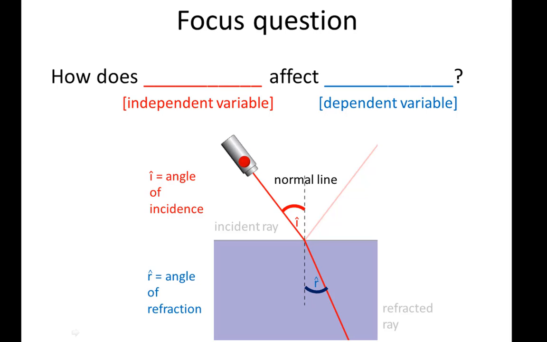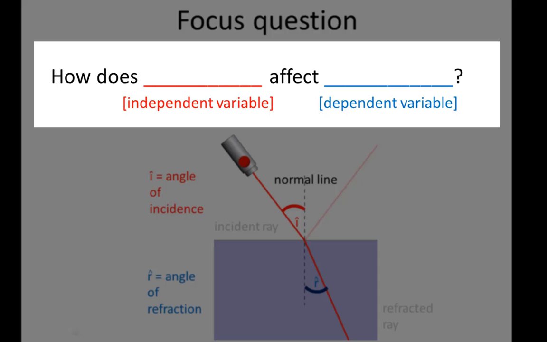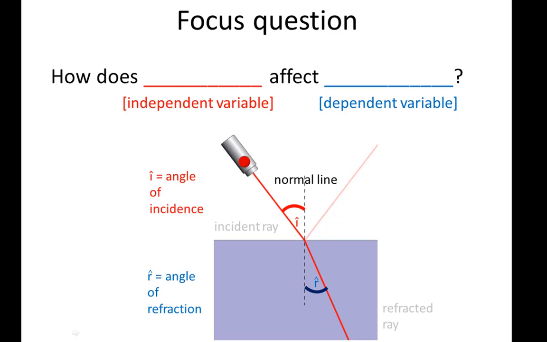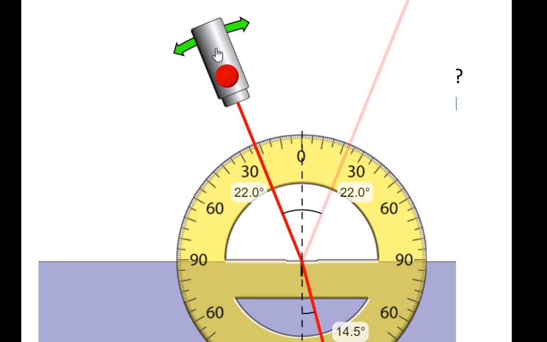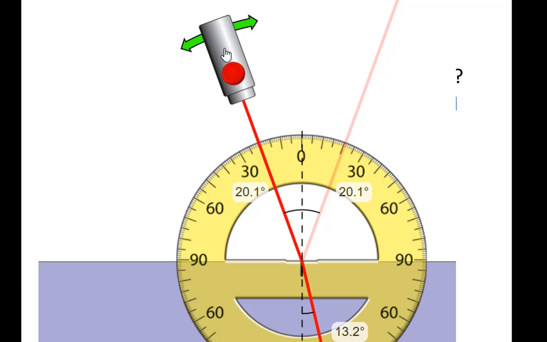But let us put it in this format. How does the independent variable affect the dependent variable? So what are we going to change between our treatments? What is going to be our independent variable, and how is that going to affect our dependent variable? Now, we've actually already collected the data for this. It's the previous investigation we did. We're just looking at it a little differently.